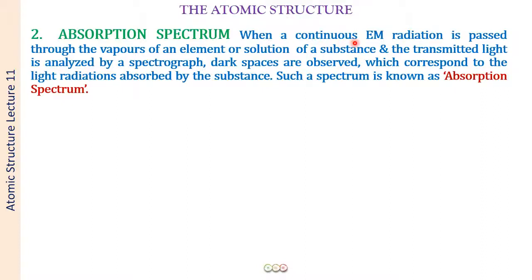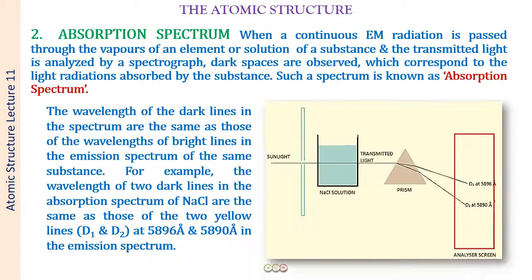Well, when a continuous electromagnetic radiation is passed through the vapors of an element or a solution of a substance, and the transmitted light is analyzed by a spectrograph, dark spaces are observed which correspond to the light radiations absorbed by the substance. And such a spectrum obtained is known as the absorption spectrum. So let me explain what we mean by this.